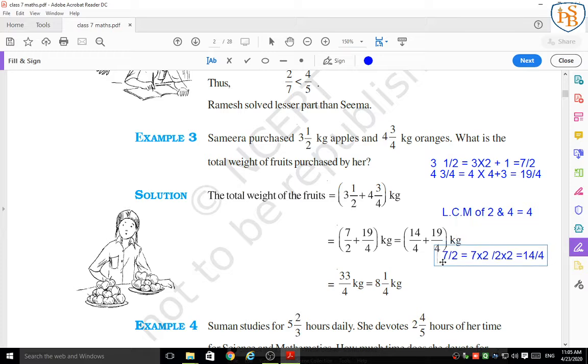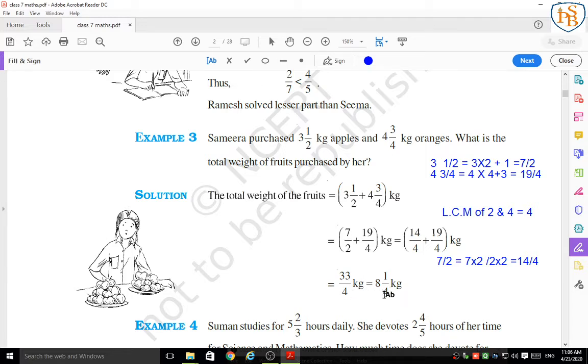Okay. And 19 upon 4 remains the same. So 14 plus 19 is 33, and the denominator is already equalized, so we write the denominator only one time, that is 33 upon 4. So how can we convert it into a mixed fraction?